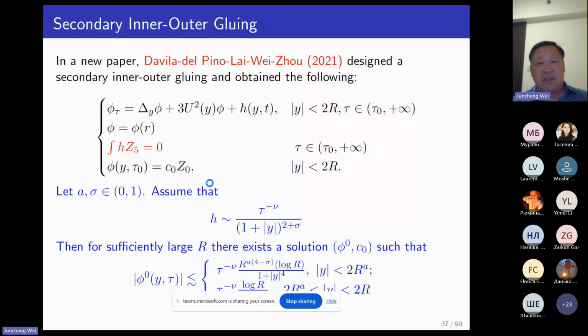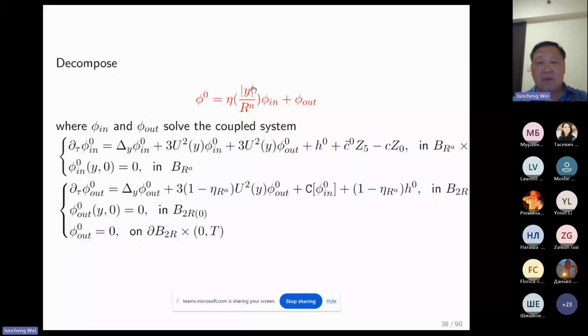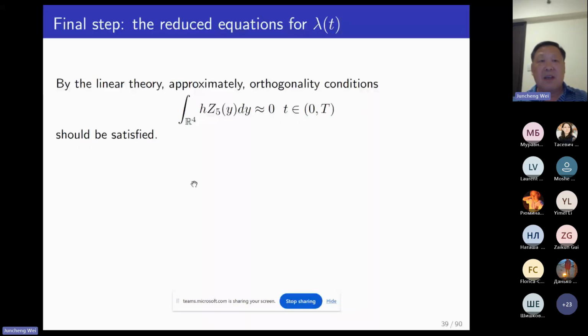So we have the same inner and outer: the inner problem and the outer problem, the same as before. You do the inner and the outer gluing, and in the end you need to solve the reduced problem. The reduced problem approximately reduces to the integral of H Z5 equals 0. And this gives you the ODE, the equation for lambda. So let's try to understand this ODE, this balance condition.